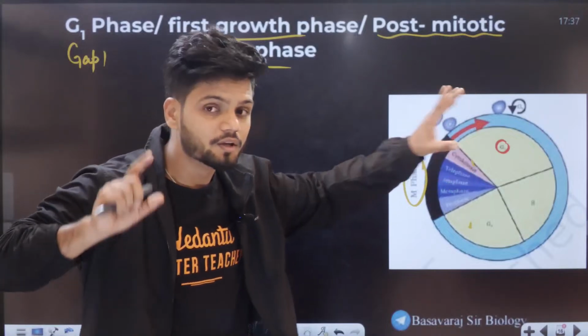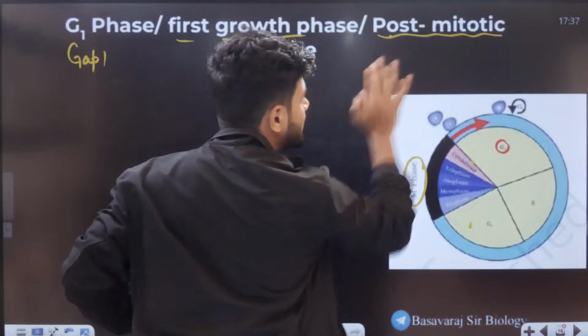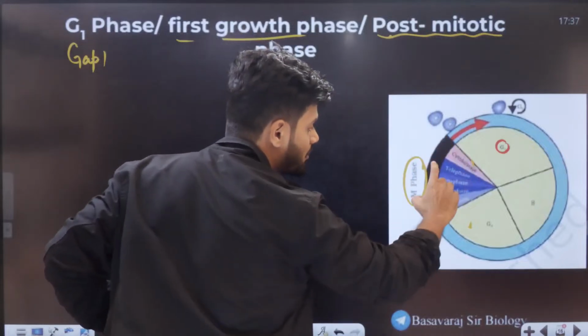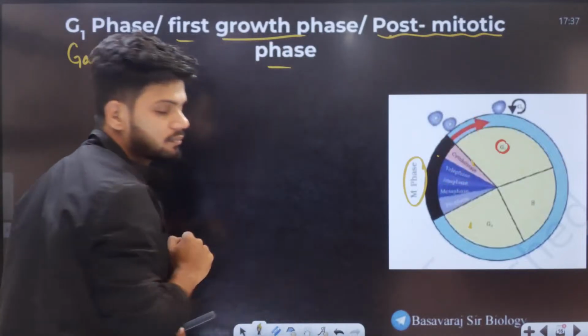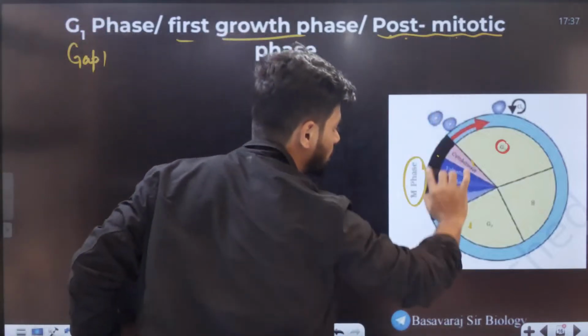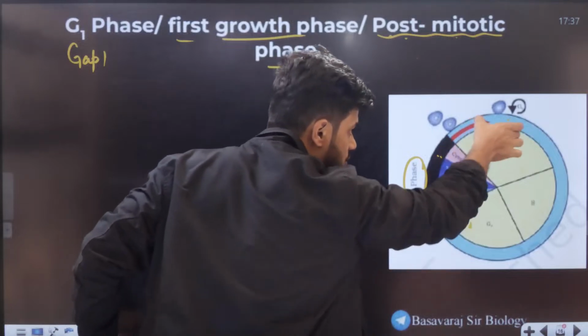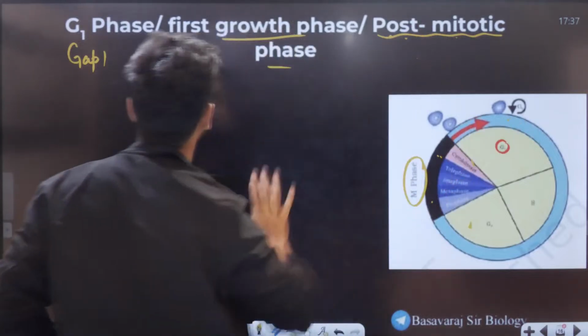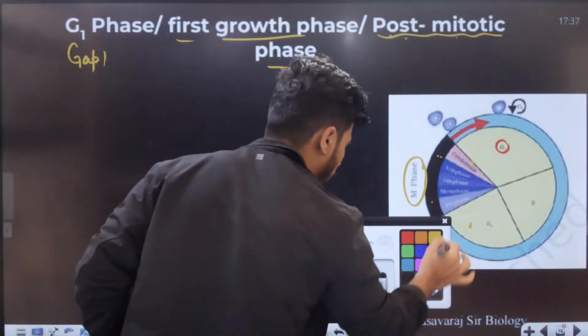So, can I call it post mitotic? Post M. After M, we have G1. All of you agree? So it's called post mitotic. Post means after. After the M phase, which is called mitotic. Done. So what exactly happens, students?